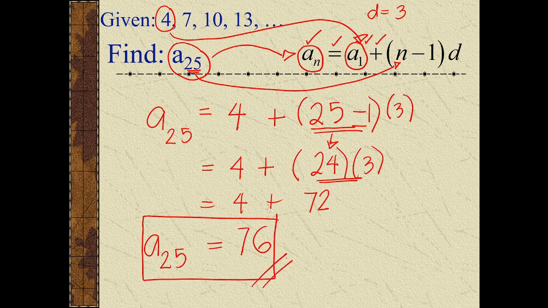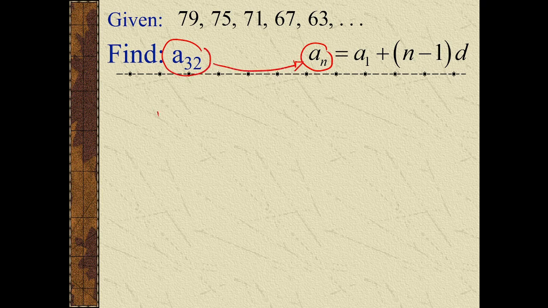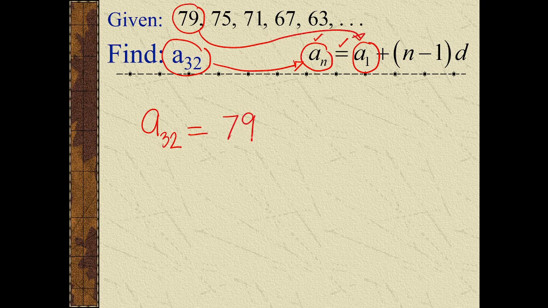Now, let's have another item. What if I'm looking for the 32nd term for the sequence 79, 75, 71, 67, and 63? So, let's identify first the parts of the formula. We have a sub n, that's a sub 32. Okay, so let's write down a sub 32 is equal to, the first term is what? Look at the sequence. What's the first number there? The number 79. So the number 79 is the first number. That is the first term. So 79 plus.